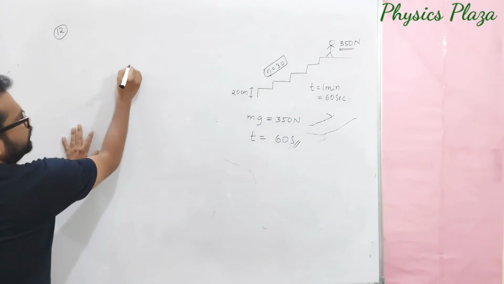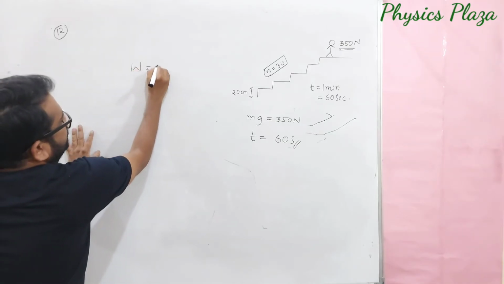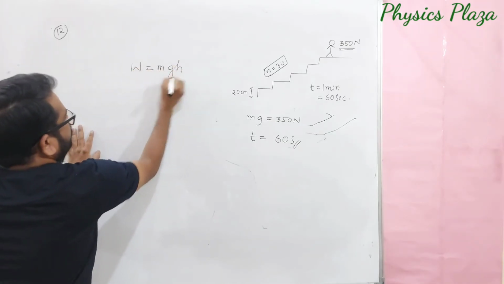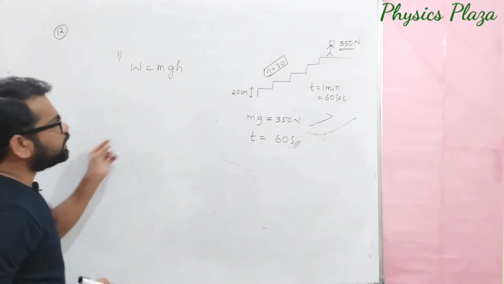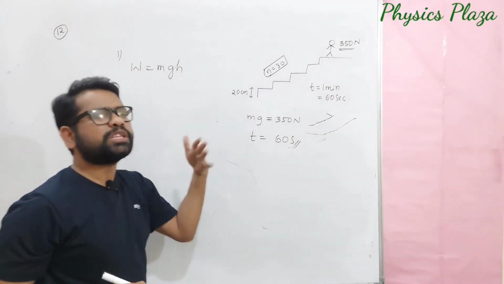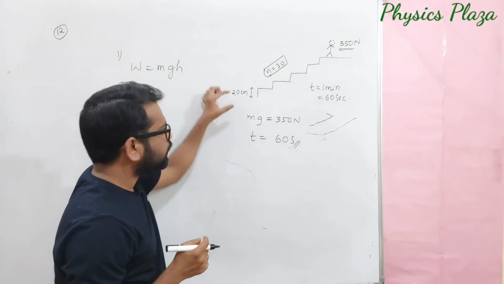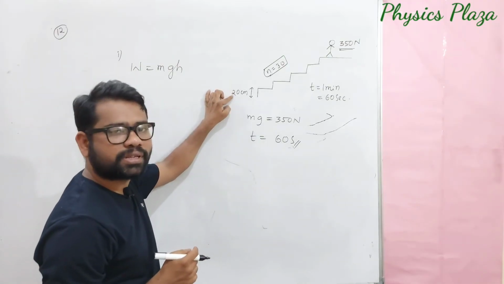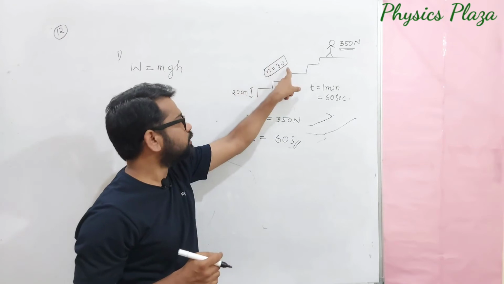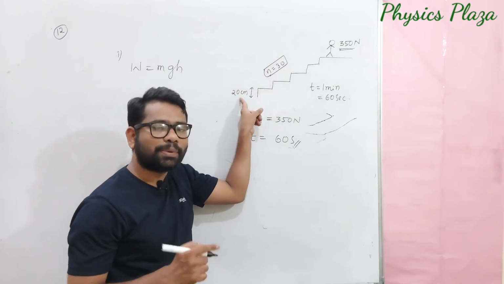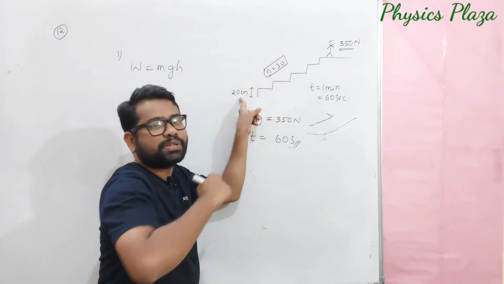mgh. So we know that W is equal to mgh. But dear children, the problem is that here the height, that is the displacement, is not given. But dear children, we can calculate it. The height of each step is 20 centimeters and there are 30 steps. So if you multiply 30 into 20 centimeters, we will get the displacement covered.